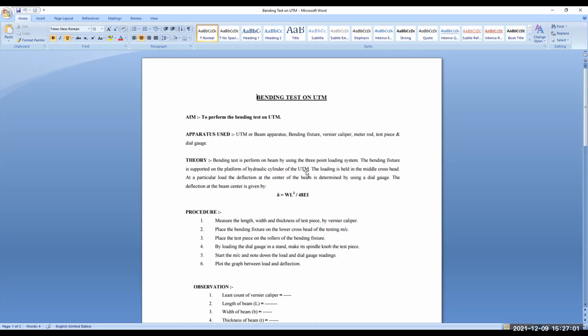platform of the hydraulic cylinder of the UTM. Loading is applied by the middle crosshead at a particular load. Deflection occurs at the center of the beam and is determined by using a dial gauge. Deflection at the beam center is given by delta equals WL to the power 3 divided by 48 EI.